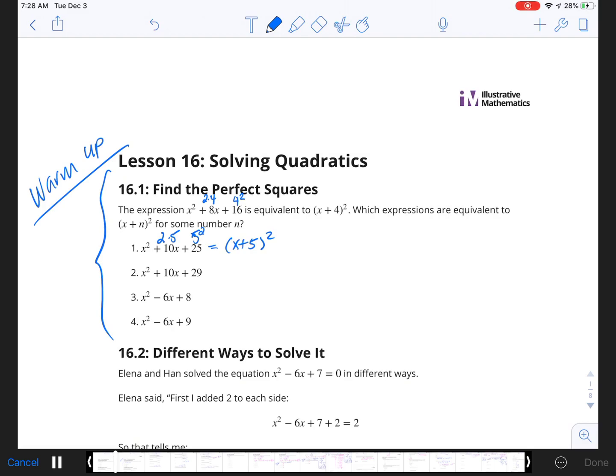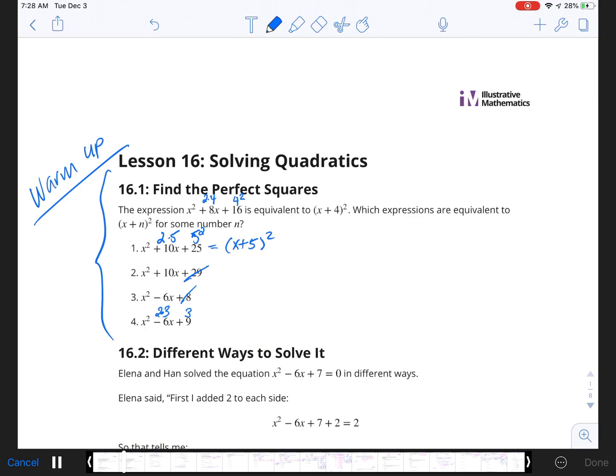As I go on and look at the others, I want to ask myself, can I square that number on the end? On number 2, is there a number that when I square it is 29? Well, there's nothing that when I square it is 29, so that one is not a perfect square. On 3, I do the same thing about 8, and nothing squared is 8. But on 4, there is a number that when I square it is 9. The number 3 when I square it is 9. So 3 squared and 2 times 3.